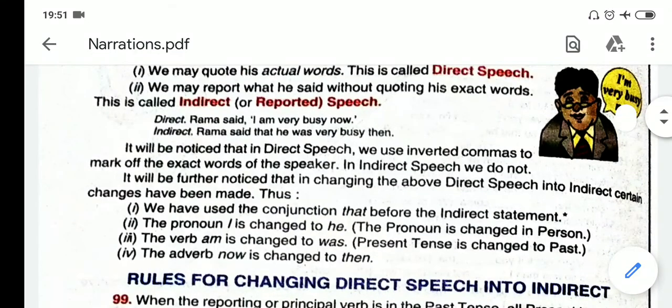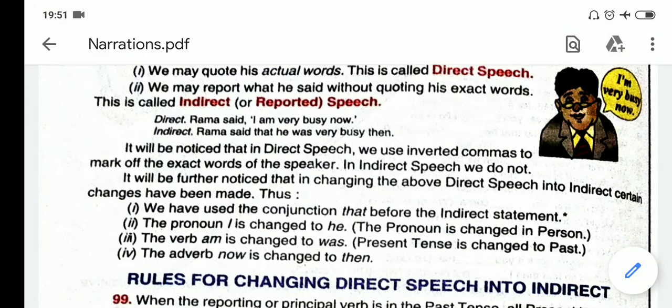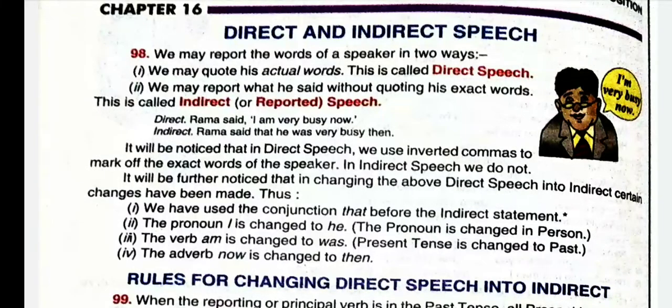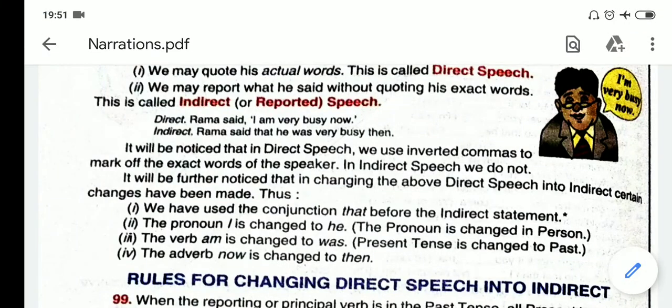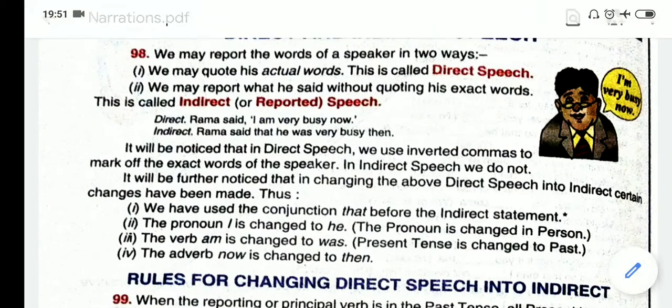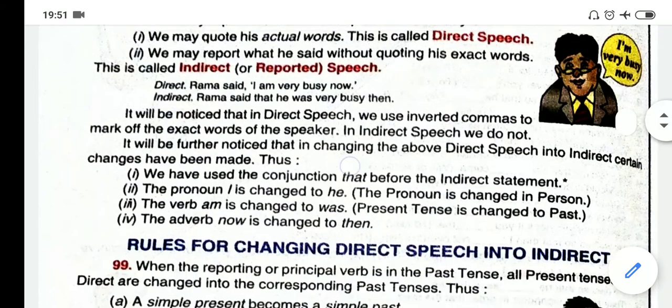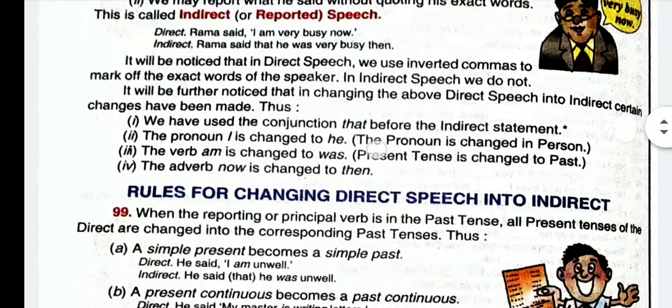And secondly, there is a use of that. What is that? That is a part of speech. Which part of speech is that? Conjunction. That is a conjunction. What is a conjunction? It combines two sentences. So you can see in the first sentence, in the direct speech, we did not use that, but in the second sentence we have used that. So this is another difference between direct speech and indirect speech.